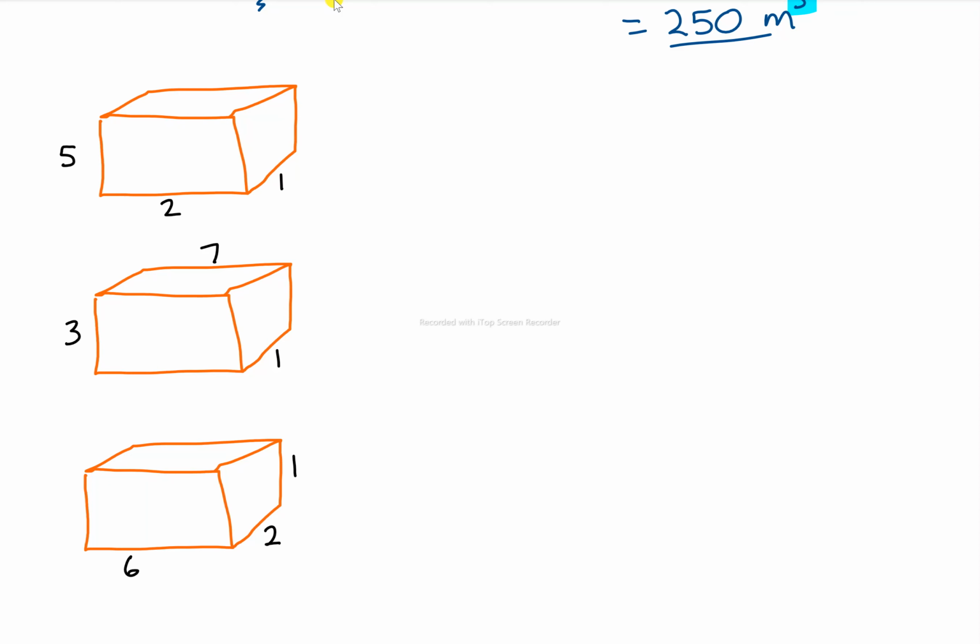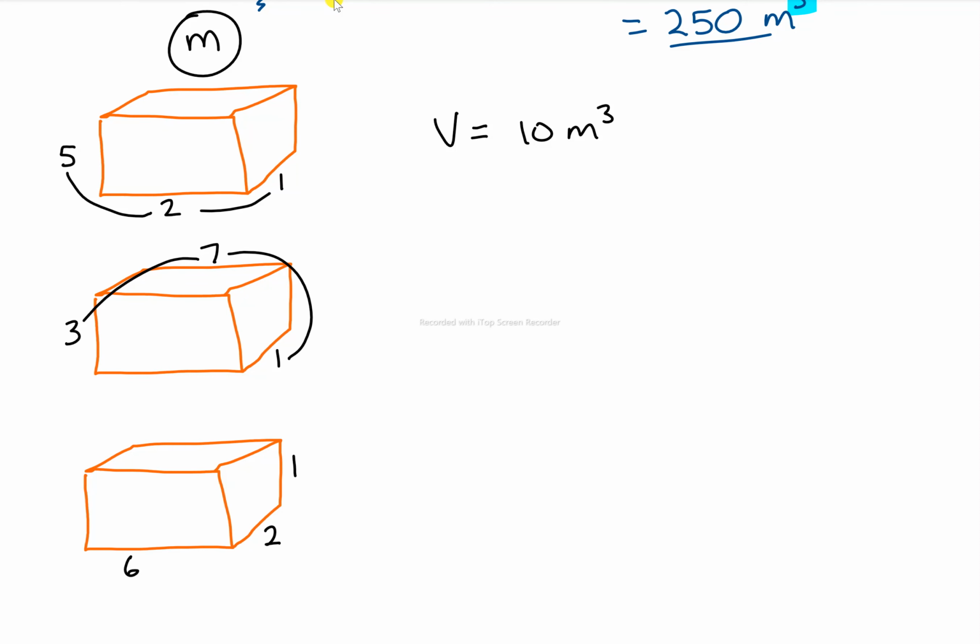So in your head, the volume is, remember they're all measured in meters, so put the units in your head. Yep. 5 times 2, 10, times 1, 10 meters cubed. 3 times 7, 21, times 1, 21 meters cubed. 6 times 2, 12, times 1, 12.